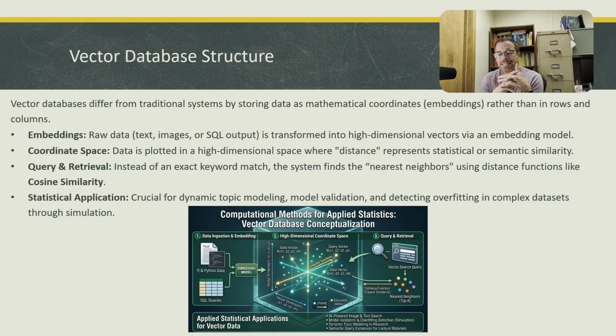So instead of exact keyword match, the system will find what's called the nearest neighbor using a distance function like cosine similarity. And this is something I have a lot of experience with as well: how do you describe what's similar? Specifically when you're doing a lot with natural language processing. Oftentimes you're looking for similarity between things, and it might be word overlap, it might be things like that. And what you're doing is you're using these word vectors to try to determine how close they are to a match. So this is crucial for dynamic modeling, model validation, and detecting overfitting in complex data sets through simulation.